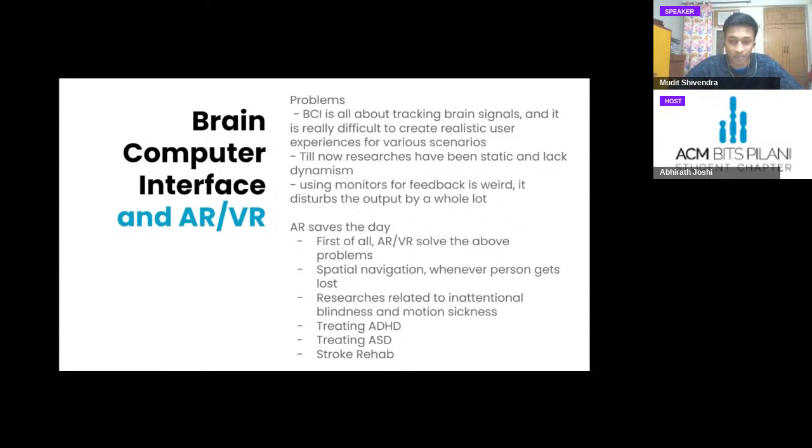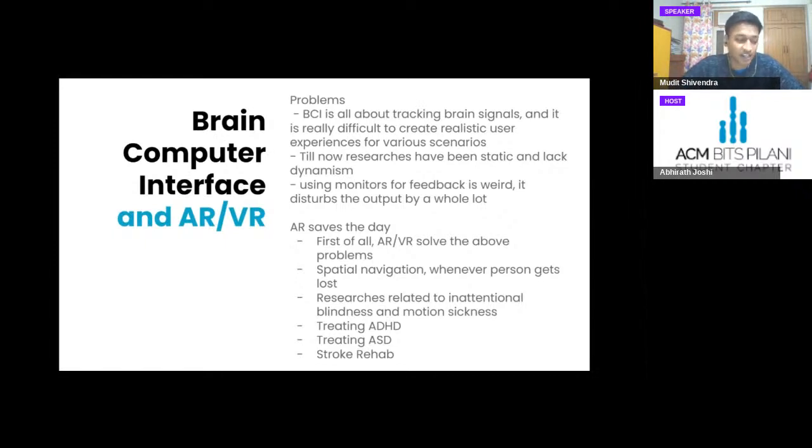ADHD is a major disorder these days, and what happens in this is that the patient is not able to actually concentrate or focus on a particular thing, and hence hyperactivity is observed. So a really innovative solution has been offered to this using AR and VR.